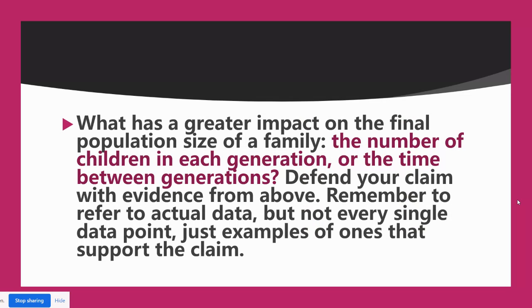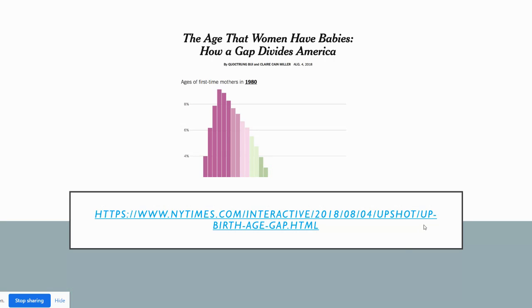All right, so which has a greater impact? The number of children in each generation or the time? Time between is definitely the most. So there we go. There's a neat article. It's in the New York Times, and the link is also in your packet.